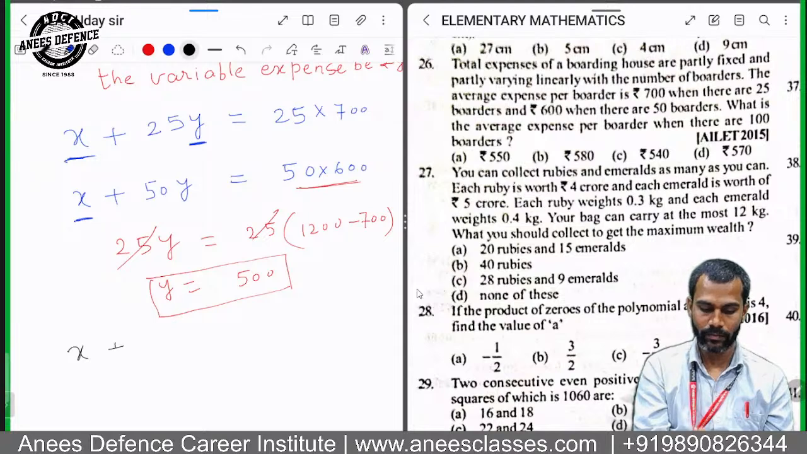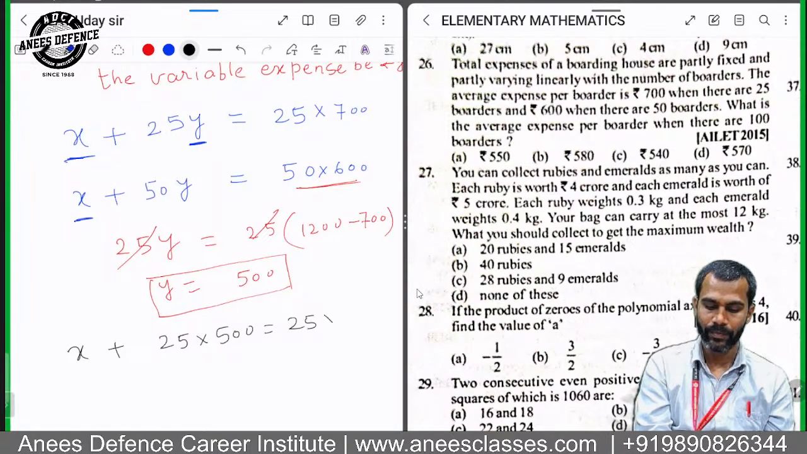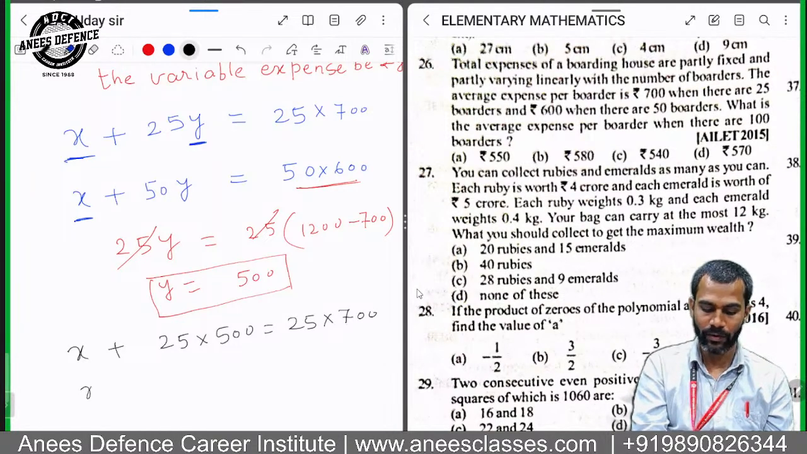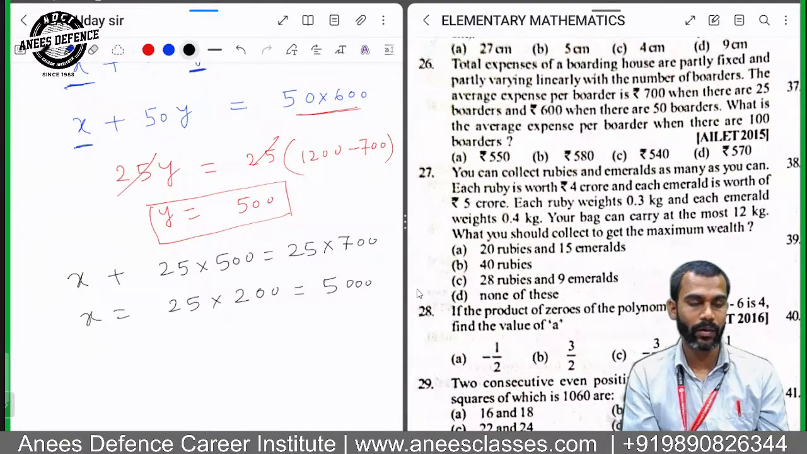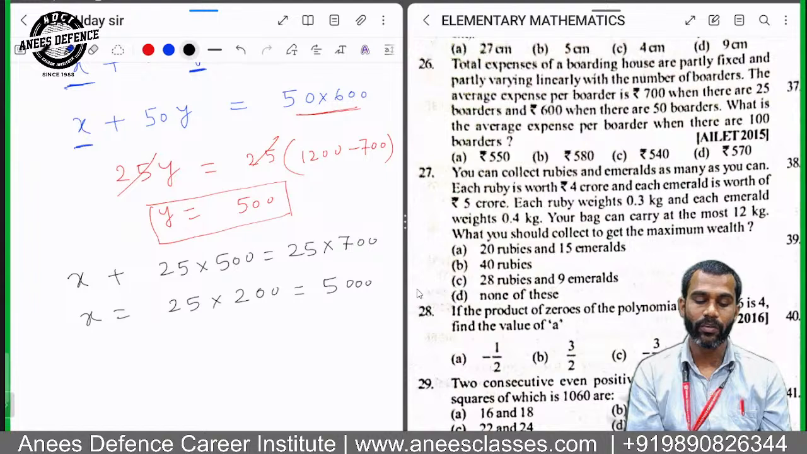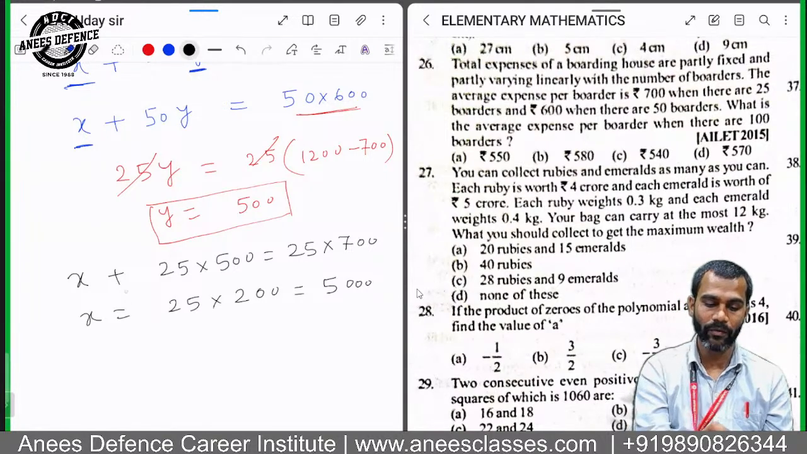So x plus 25 into 500 is equal to 25 into 700. Now x will be, again I can take 25 common, 700 minus 500, that is 200. 25 into 200 is 5,000. So we have got the value of x as well.